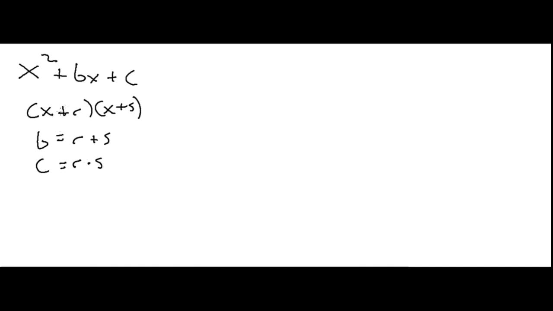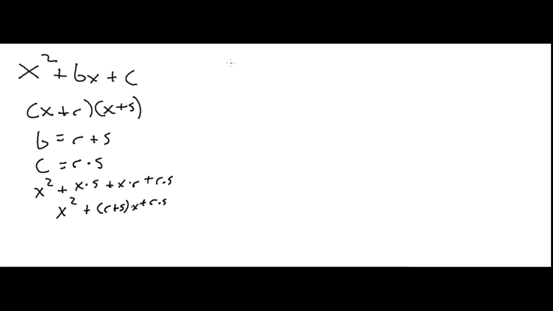Because if you were to FOIL the x plus r and x plus s out, you would get x squared plus x times s plus x times r plus r times s, which would get you x squared plus the sum of r and s times x plus r times s. So you can see that b is equal to r plus s and c is equal to r times s.